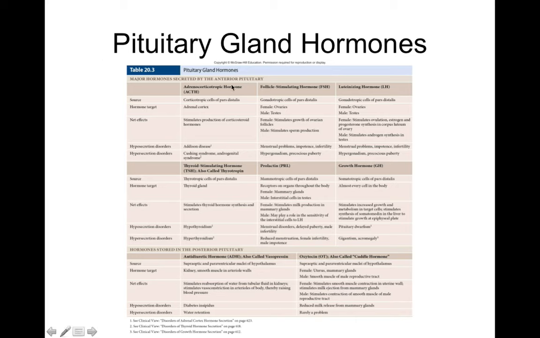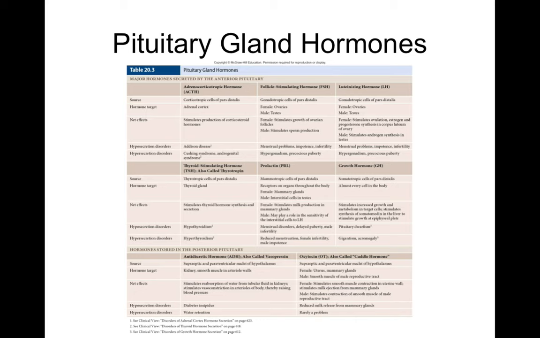And what stimulates adrenocorticotropic hormone is corticotropin releasing hormone released by the hypothalamus, which stimulates ACTH to be released by the anterior pituitary. ACTH stimulates the adrenal cortex directly. Now, if you lack adrenocorticotropic hormone, what you end up with then is something called Addison's disease. Addison's disease is adrenal cortex insufficiency, where you don't release enough adrenal cortex hormones, and there's a variety of effects on your body that come about as a result.